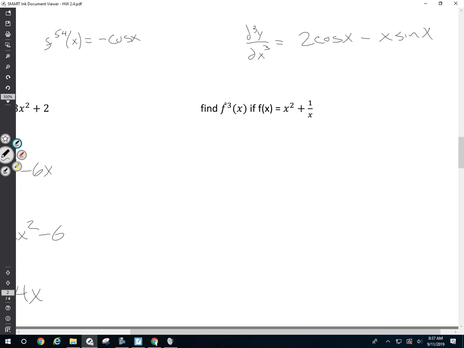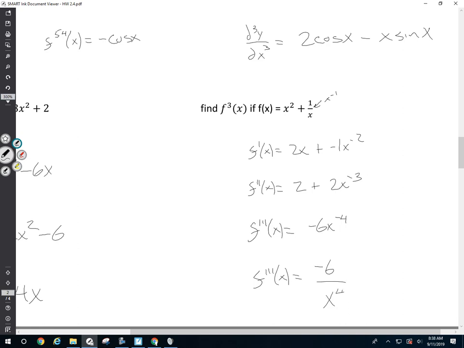Here, this would be the notation for the third derivative. Usually it's three tick marks, sometimes it's a three, but I'm given f, so I have to take the derivative three times. I got 2x. Let's remember that this can be written as x to the negative first. You have to use the power rule in a numerator. So this will turn into negative 1x to the negative second. I'm just going to leave it like that because I'm going to have to just keep taking the derivative. Derivative of 2x is 2. This turns into positive 2x to the negative third. Third derivative, the 2 goes away. This turns into negative 6x to the negative fourth, which is negative 6 over x to the fourth.